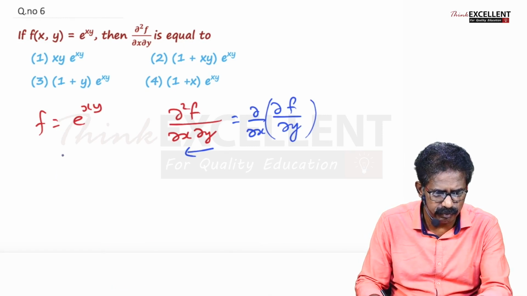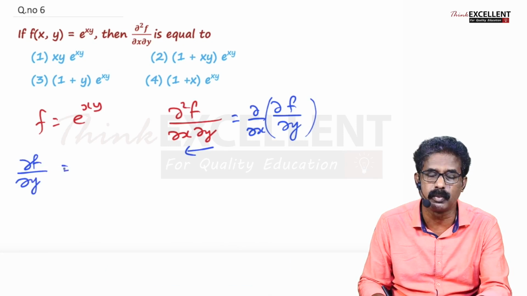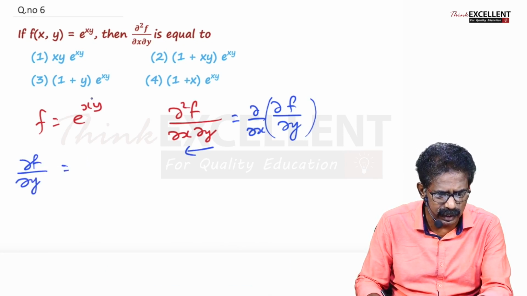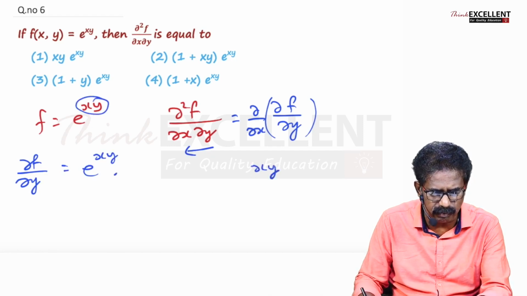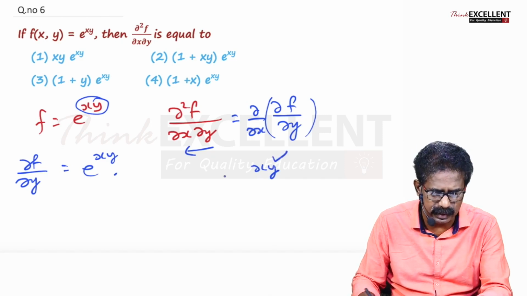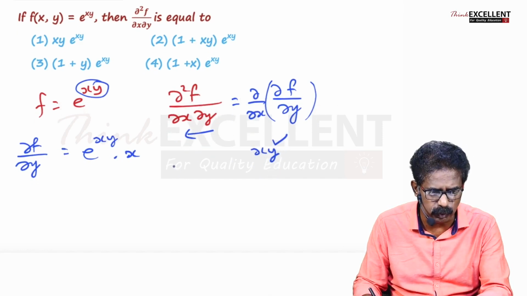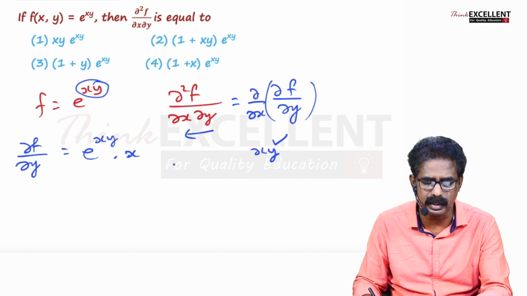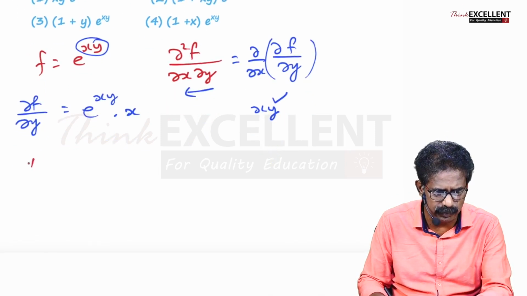First you find dou f by dou y. Differentiate with respect to y. E raised to xy, e raised to x type. So e raised to x derivative is e raised to x itself, into the derivative of xy with respect to y. X is the constant and the derivative of y is 1, because we differentiate with respect to y, right?